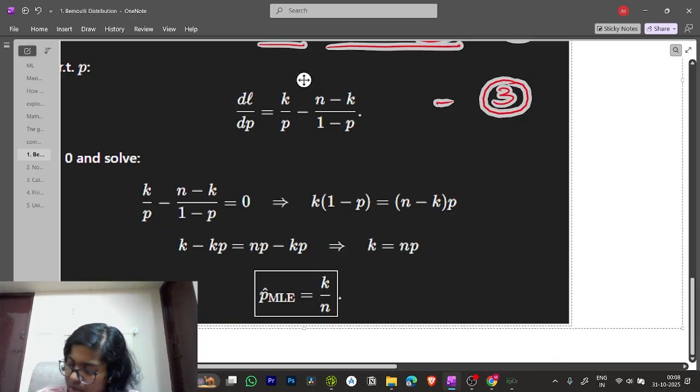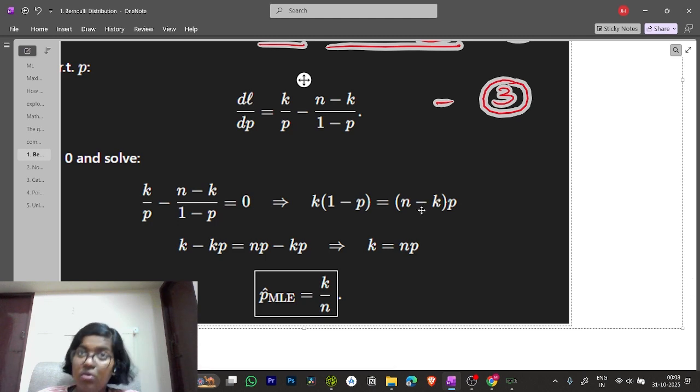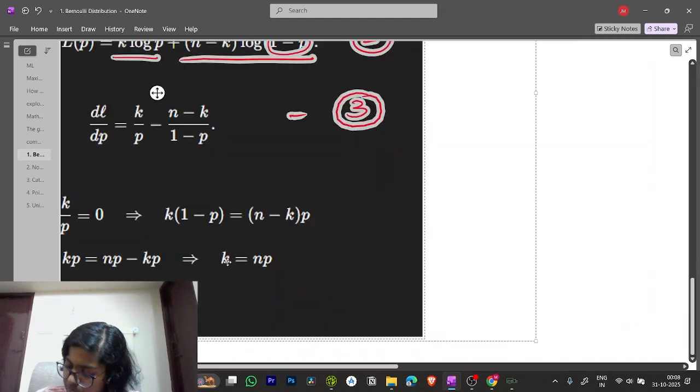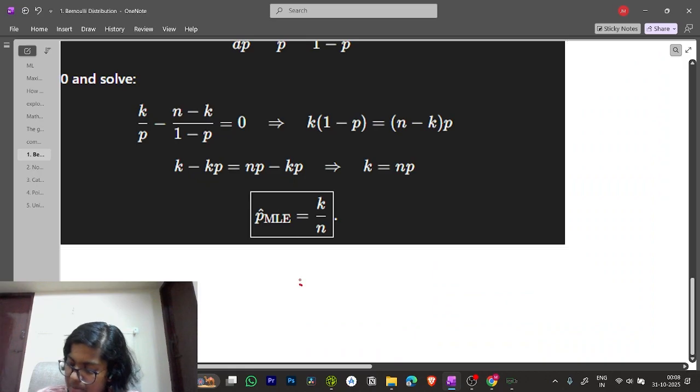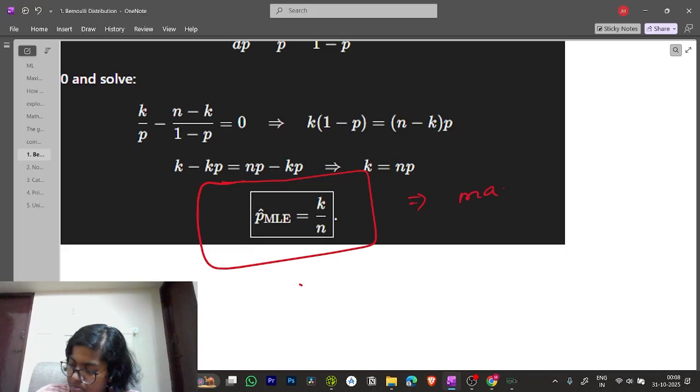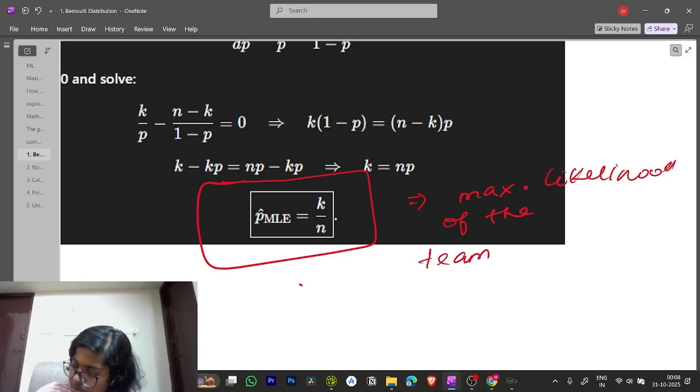So you get k into 1 minus P is equal to n minus k into P, and when you solve it, you get the MLE, the maximum likelihood estimation, as k by n, which is the maximum likelihood of the team winning matches.